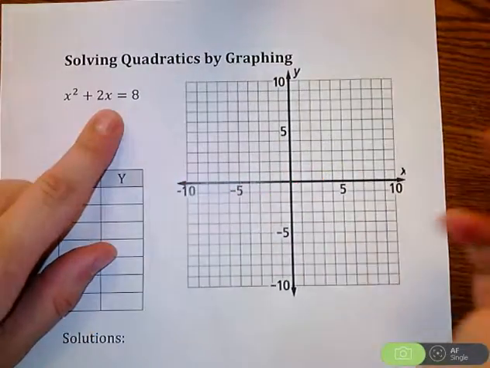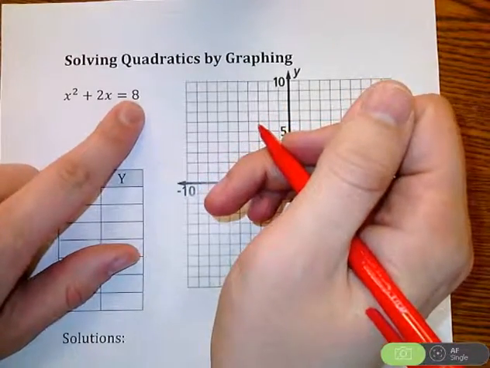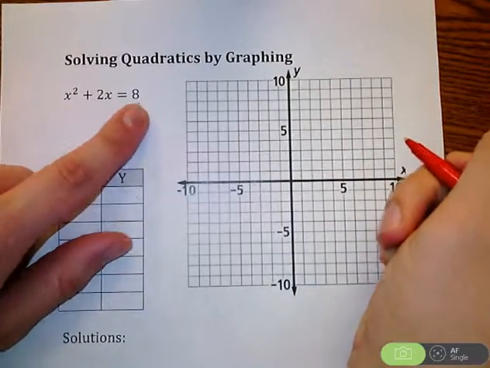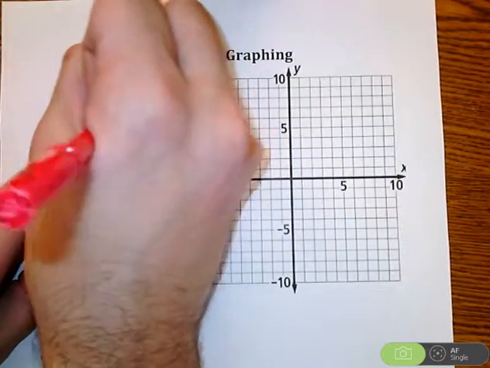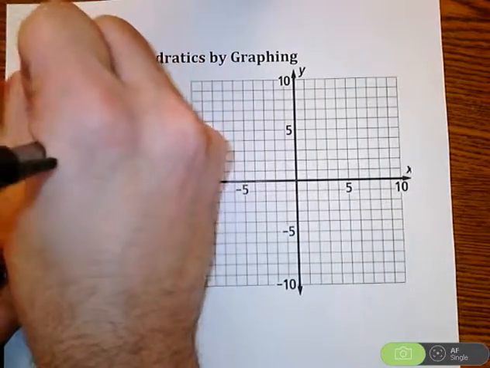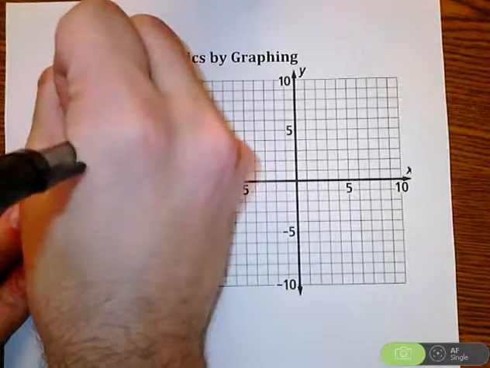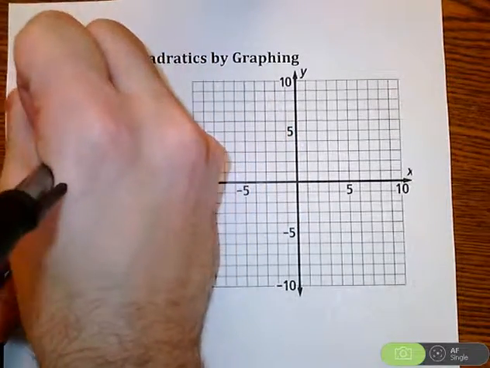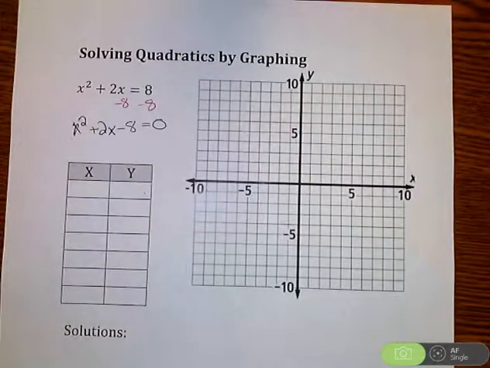So in order to get a 0 on the other side, I would like to move this 8 over to the left side. So I'm going to subtract 8 on the right side. If I subtract it on the right side, I've got to subtract it on the left side. And when I do that, I'm going to get x squared plus 2x minus 8 equals 0. I got it equal to 0.